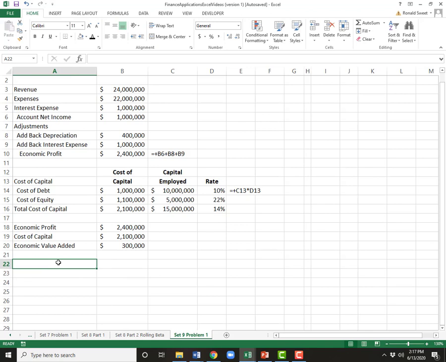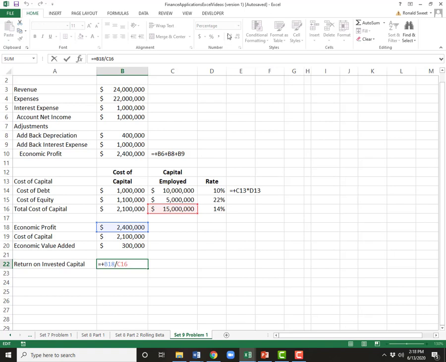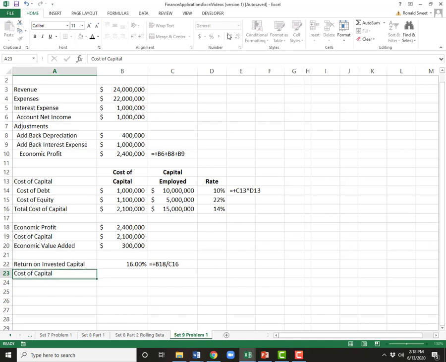So instead of calling it economic profit, we'll refer to it as return on invested capital, also known as ROIC. And so that is going to be what? It's going to be our economic profit divided by our capital employed. We'll do that as a percent. 16%. Then we have our cost of capital again. We already know what that is as a percent. It's this 14%.